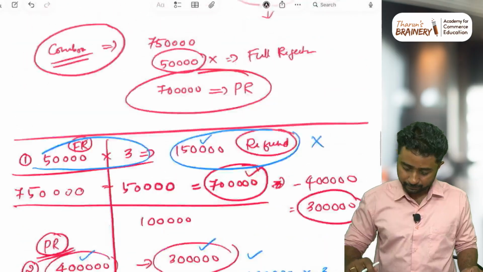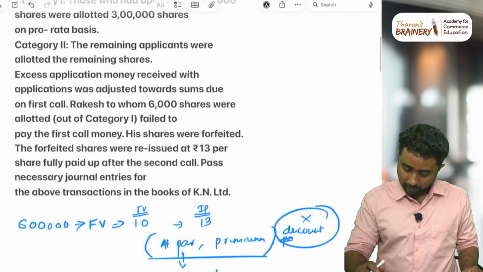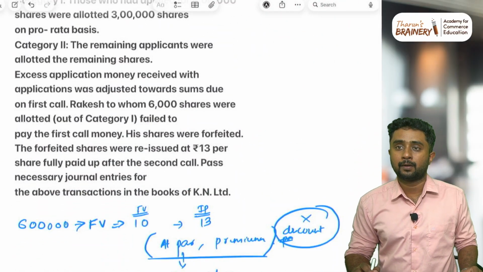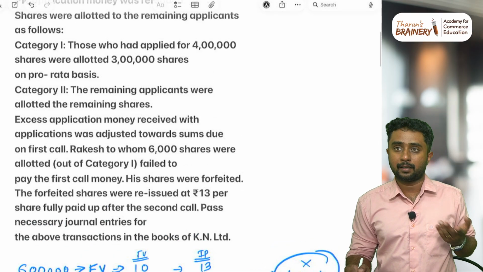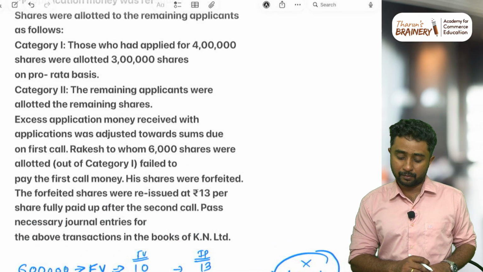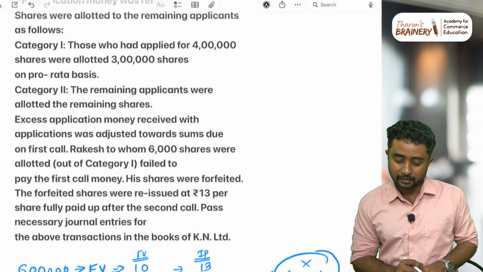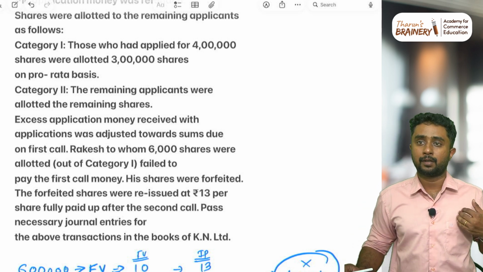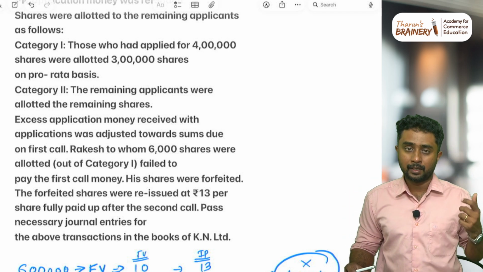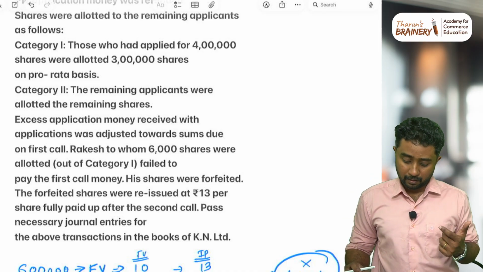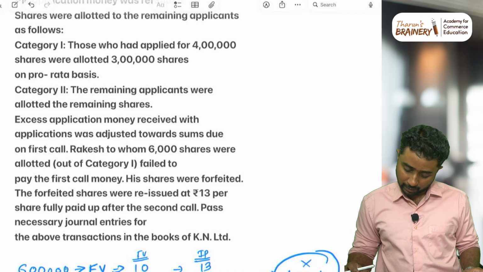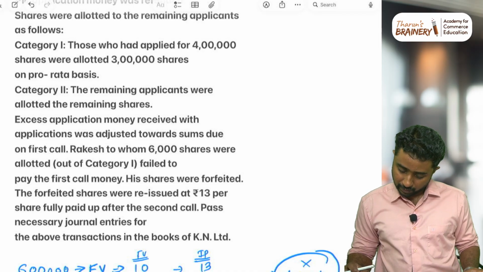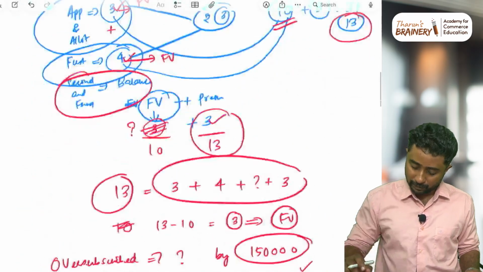Rakesh, to whom 6,000 shares were allotted out of category 1. Which is category 1 according to the question? Our category 1 is different. The question's category 1 is those who applied for 4 lakh shares and were allotted 3 lakh shares. That means according to our working notes, that is category 2. Okay. So Rakesh, who belongs to category 2, was allotted 6,000 shares, failed to pay the first call money.